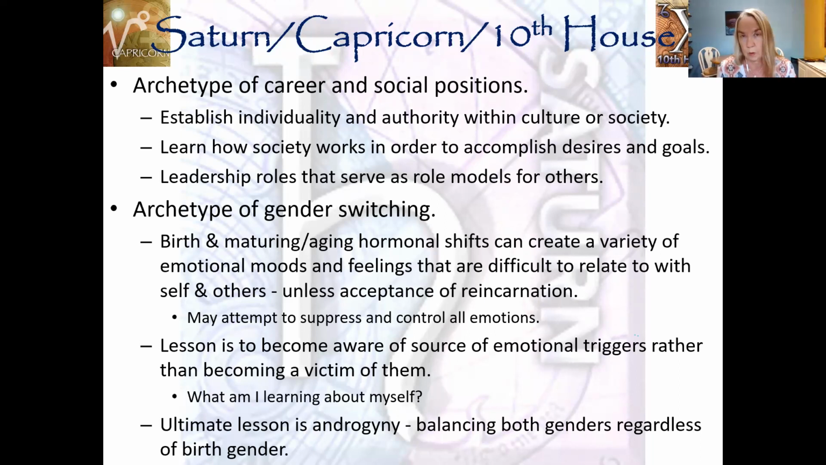And so from birth and maturing, aging, as we talked about before, we can be maturing, and we can have those puberty hormonal shifts come along. We can have hormonal shifts come along with slow-moving planets aspecting natal Saturn, and all of a sudden we feel like we want to switch genders for some reason. So we can have, even with Saturn, a variety of emotional moods and feelings and emotions. Sometimes they're difficult to relate to.